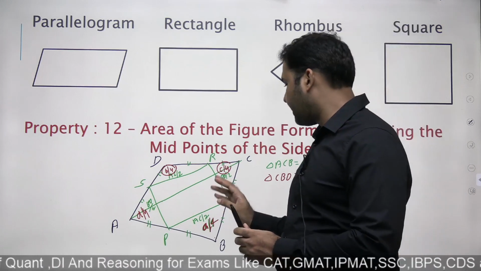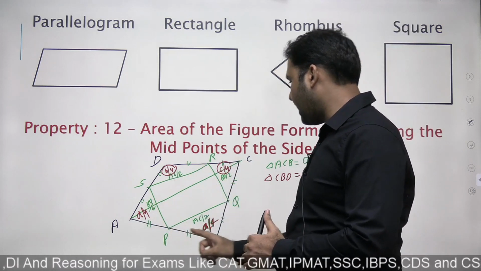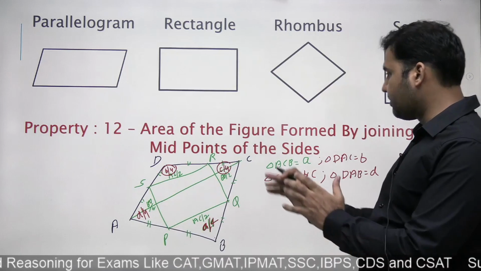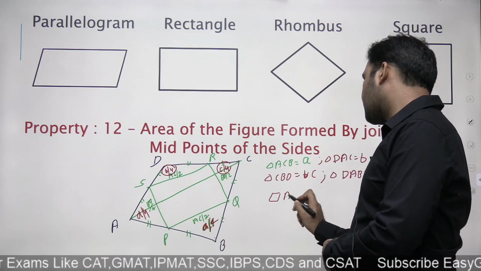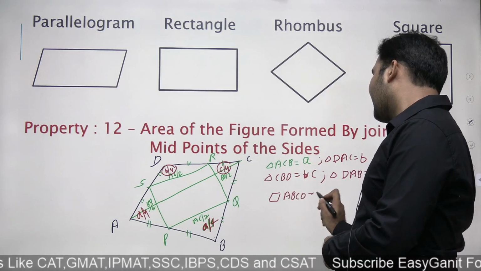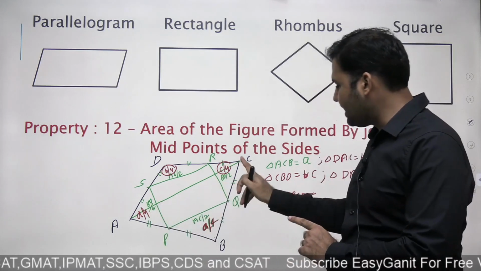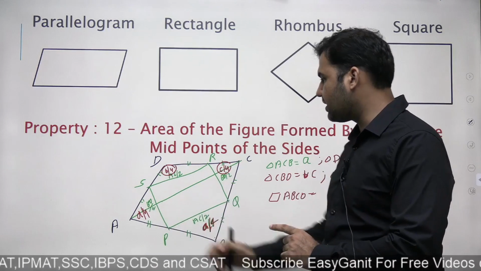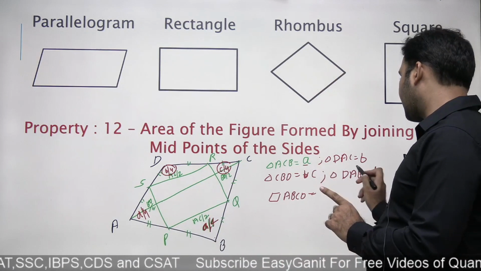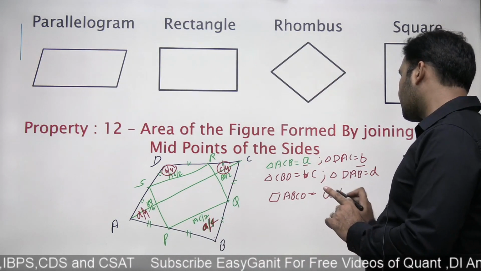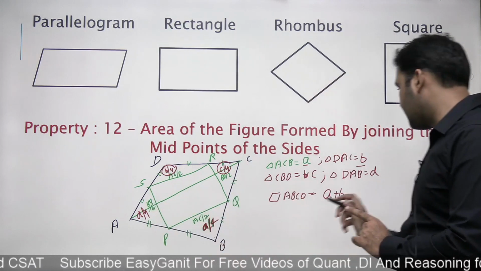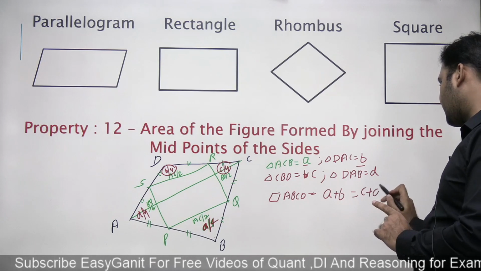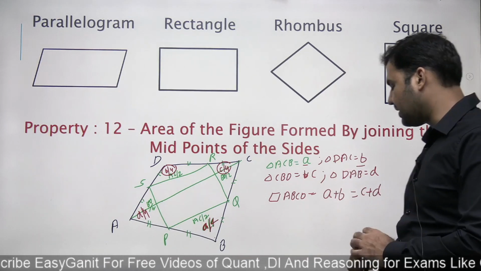So now if I add them up, to find the area of the complete quadrilateral ABCD, when I add this plus this, this is equal to A plus B. This is also the same as the area of triangle CBD plus the area of triangle ADB. This is also the same as C plus D, right? So A plus B here is the same as C plus D.